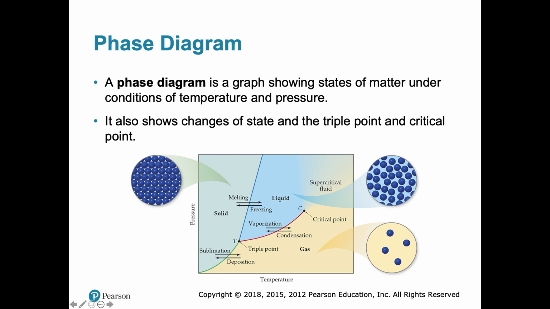condensation and evaporation right here between liquid and gas, and then melting and freezing between liquid and solid, right? So normal phase changes are up here on the red and blue, right? But when you're at the low temperatures and low pressures, you can do what? Deposition and sublimation. Okay, that's important right there. Okay, so the phase diagram shows the state of matter under conditions of temperature and pressure. It also shows changes of state, the triple point and the critical point, right?